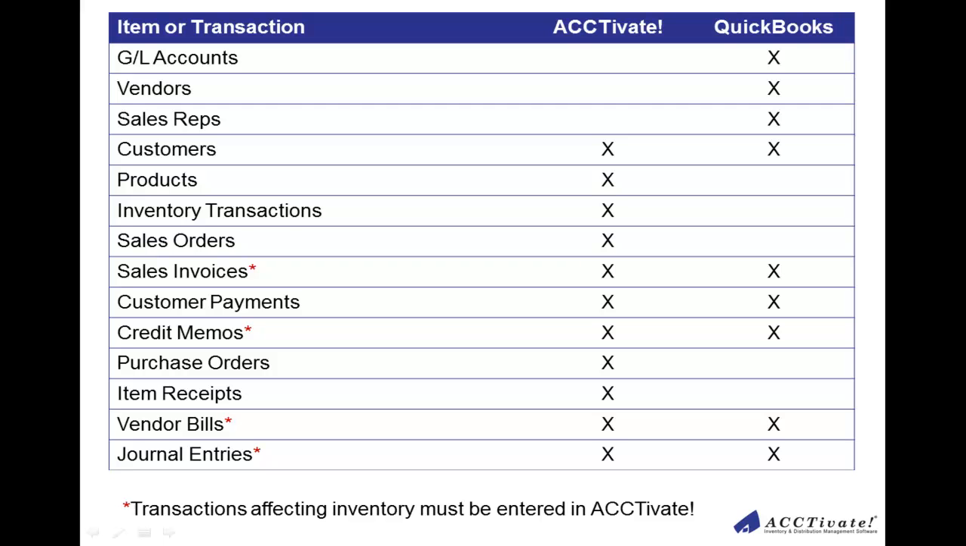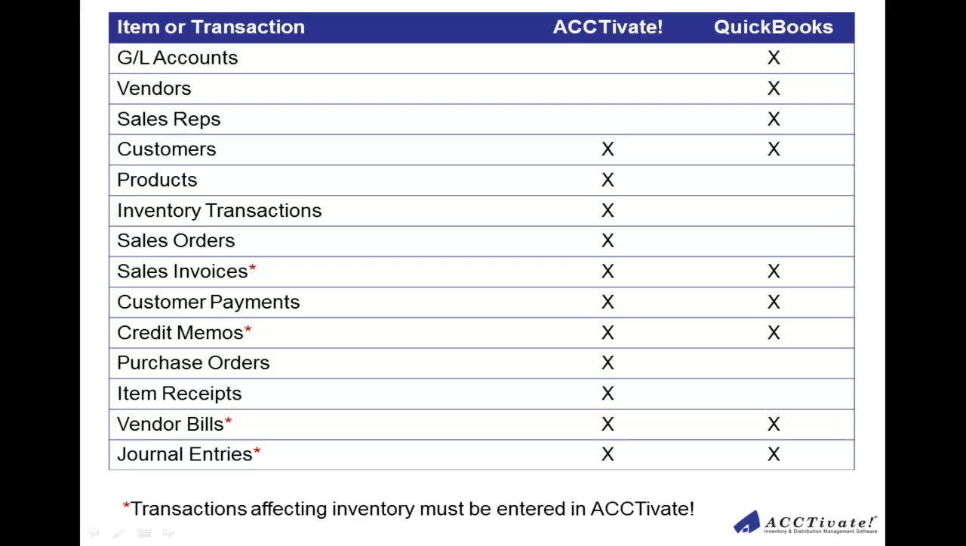If you go through this list real quick, the data on the left is information that you can add in ACCTivate, and the X's only on the right are in QuickBooks only. There's a couple that are marked with a red star, such as sales invoices. You're more than welcome to continue entering sales invoices in QuickBooks as long as they don't touch the ACCTivate inventory. We usually don't recommend that, but we understand there are scenarios where that is required.